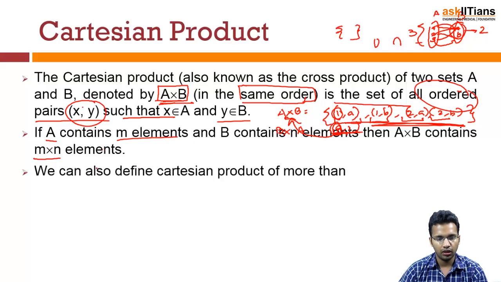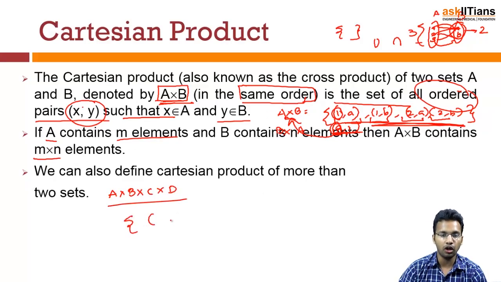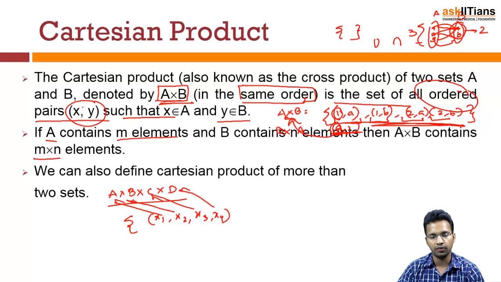We can also define Cartesian product for a third set, but in Cartesian product we don't have that limitation, we can go as far as we like. If there are 4 sets, it will not be an ordered pair but a combination of 4 things: x1, x2, x3, x4, belonging to the respective sets, so there will be a lot of combinations. You just multiply the number of elements and you will get the result.